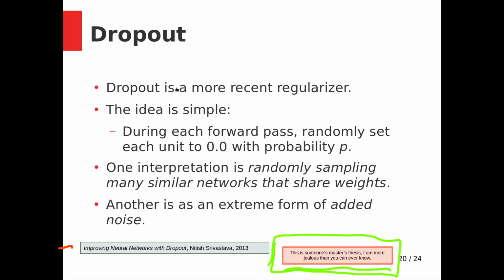The idea behind Dropout is pretty simple. During the forward pass, and I should say while training, randomly set a unit, or each unit, to 0 with probability p. So each unit has a p probability of being set to 0 instead of whatever it was going to be. There are a couple of different ways to interpret what Dropout is doing, even though it's perfectly mathematically straightforward. There are multiple intuitions for why it works.